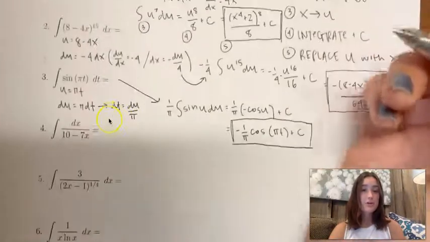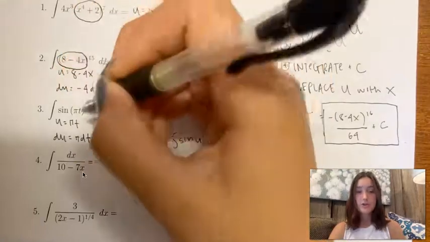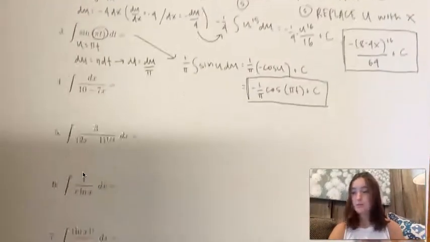Okay, so on this fourth one, finding the u can be a little bit more tricky on this one. I'm just going to circle my u's from the other problems.